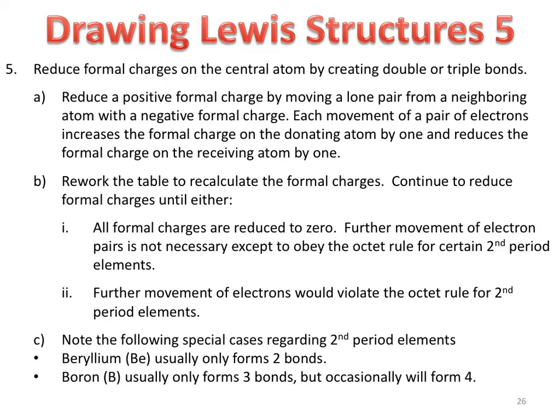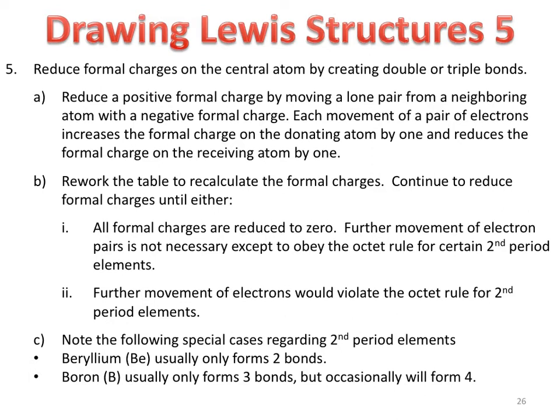Note a couple of special cases regarding second period elements. Beryllium typically only forms 2 bonds. When looking at beryllium compounds, we'll find that once they are built, the formal charge on the beryllium is 0, and there really is no need to reduce the formal charge. Just leave it as it is.